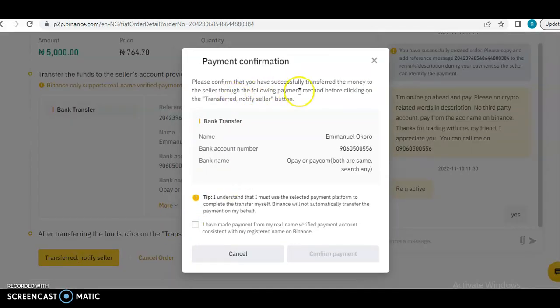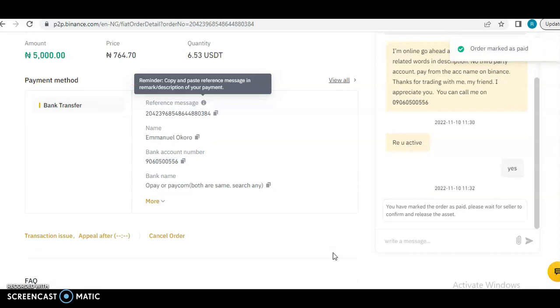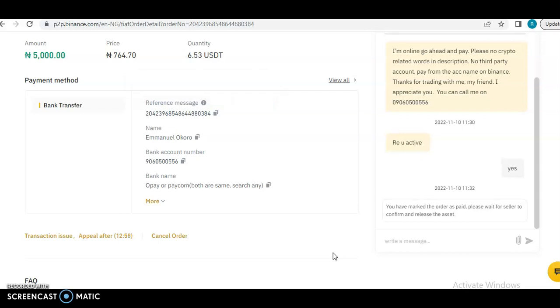So please confirm that you have successfully transferred the money to the seller through the following payment method before clicking on the transferred, notify seller button. I have made the payment from my real name verified payment account. So you have to make this payment from an account that reflects the name you use in opening your Binance account. So now I have created the order, so I'm waiting for the guy to receive the payment.